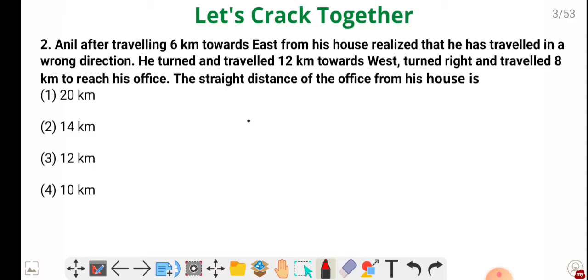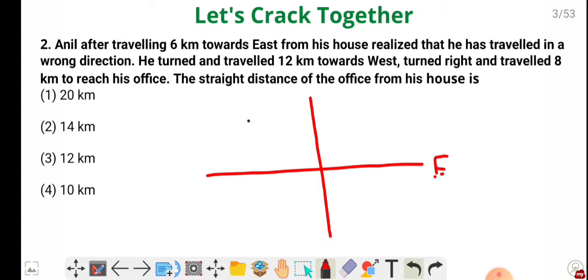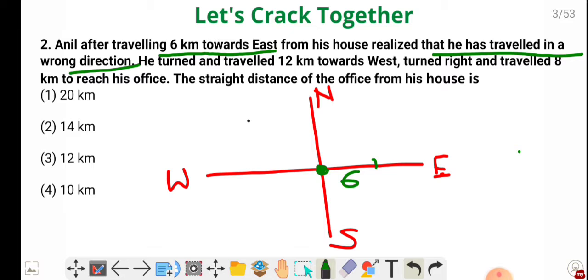Next question. Anil, after traveling 6 kilometers towards the east. For direction based questions, just draw east, west, south and north. Now as per the information in this question, 6 kilometers toward the east. So this is the east direction, and this is 6 kilometers. Anil, after traveling 6 kilometers toward the east from his house, so this is the house, realizes that he has traveled in the wrong direction. He turned and traveled 12 kilometers toward the west. Where is the west direction?